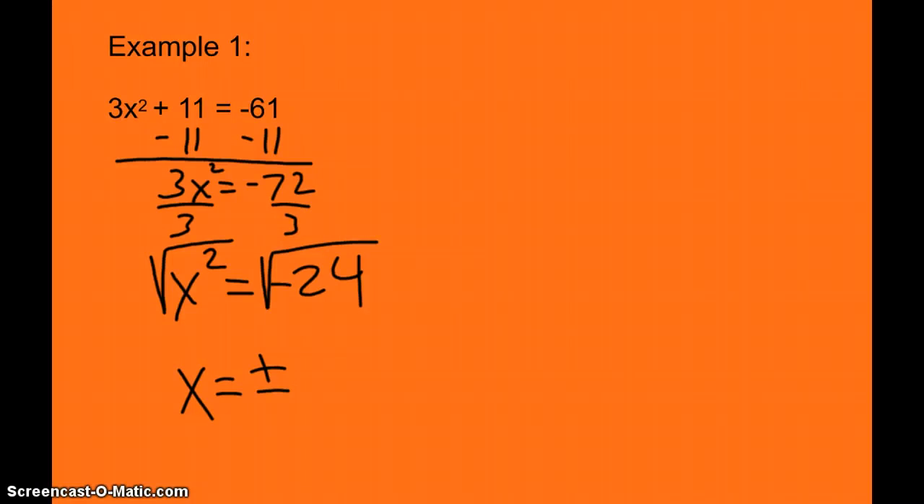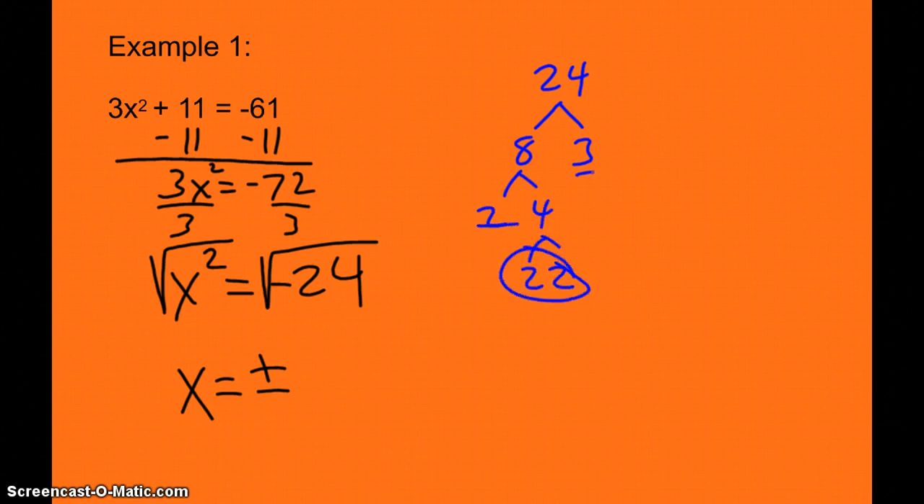So I have 24. I'm going to use the factor tree to get myself down to a pair of 2's, a lonely 2 and a lonely 3. So that's going to be 2 radical 6. And it was a negative that I was taking a square root of, so I need to consider that to be an imaginary number because I took the square root of a negative. So my answer is going to be x equals plus or minus 2i radical 6.